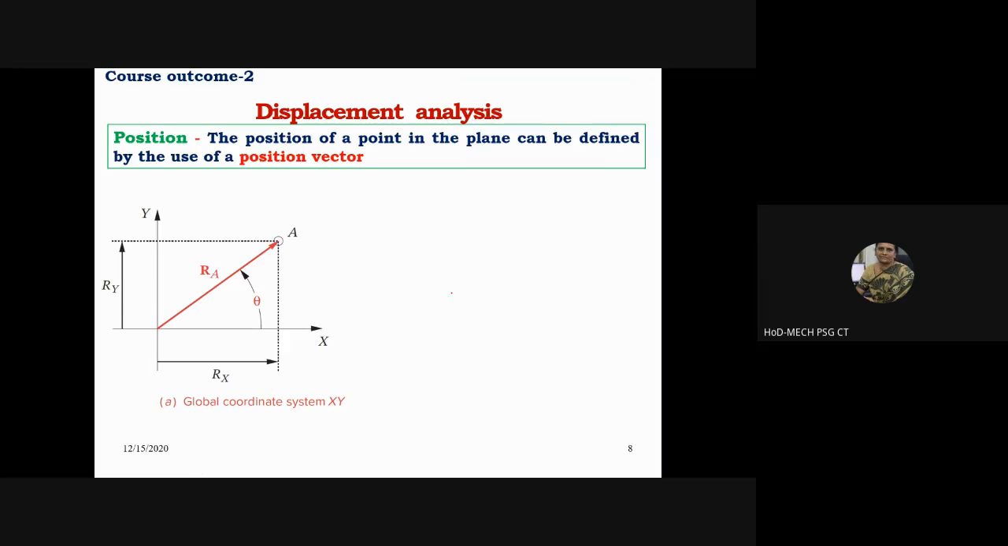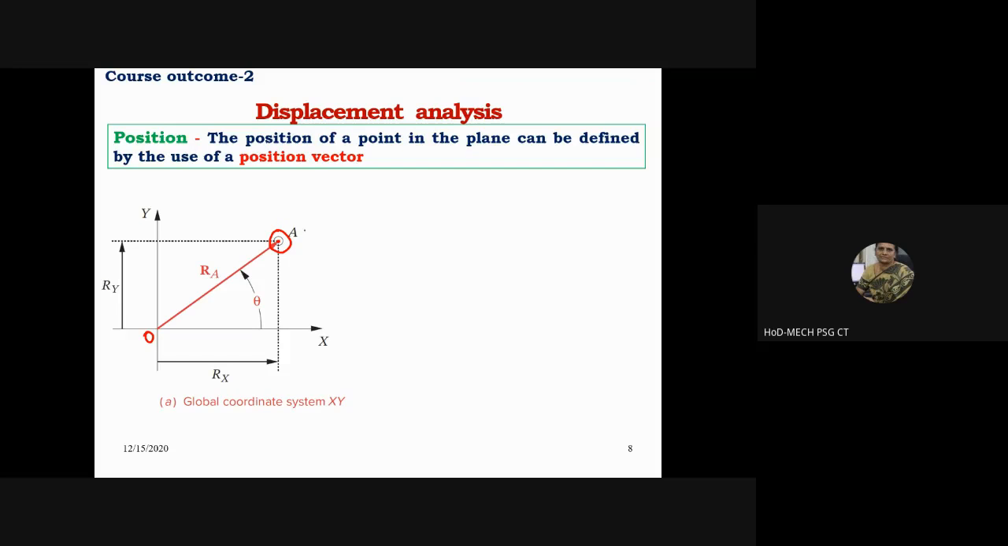Okay. So imagine a point A here. This is a point A. And let us adopt a right-handed coordinate system like this, a planar one in the plane, because most of the analysis that we'll be carrying out will pertain to planar mechanisms. So let this be the x-axis and y-axis. This be the origin.